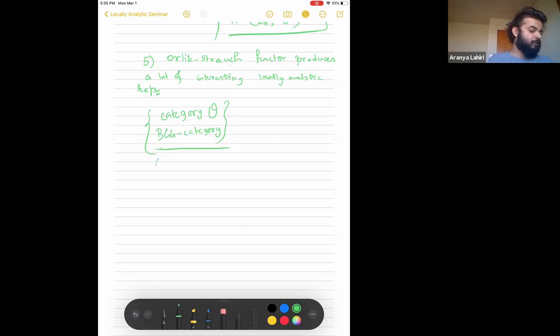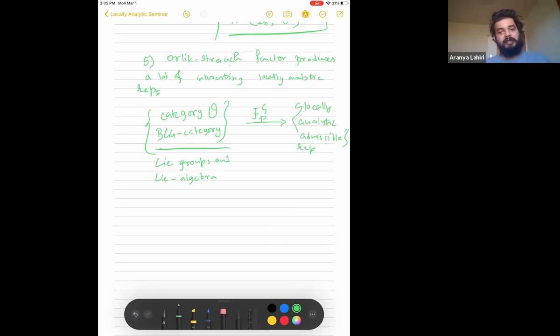This has been studied by Lie group and Lie algebra people for a long time. And as for the significance of this, I think both Jamil and Akash know much more than me. I don't really understand this very well, but we have had this category in the background for long enough. And then Orlik and Strauch introduced a functor from this category to locally analytic admissible representations. Of course, I can throw the admissible in, but this sits inside locally analytic representations. So there is a functor from this category O to the locally analytic representations, and the image of this functor has a lot of interesting locally analytic representations.